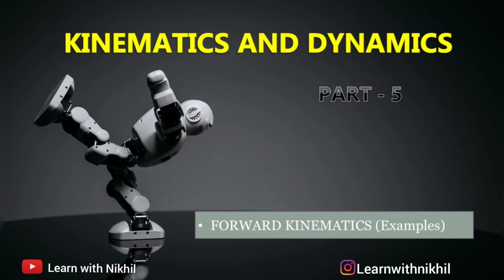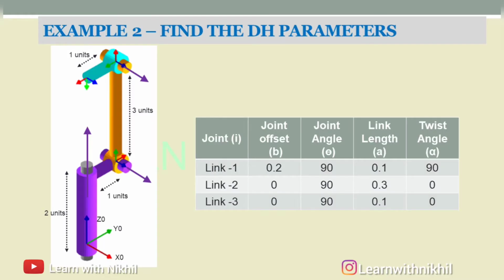So in our previous lecture, we studied forward kinematics. In this lecture, we'll see some examples on forward kinematics based upon the robots which we had studied earlier. If you remember, in our previous lecture we studied this robot and found the DH parameters for it. Now in this lecture, on the RoboAnalyzer software, I'll show you how to find the DH parameters and see the matrix.